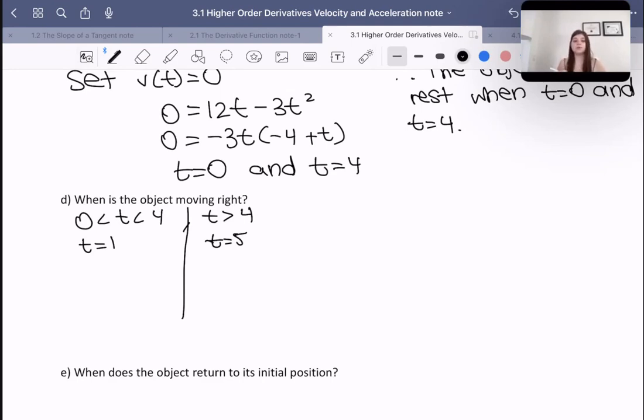So let's say the object was at rest a third time, we'd have a third interval here. So it depends how many times the object is at rest, and if we could go before 0 seconds, if that was something that made sense, we would have to do that as well. The reason we're not doing that is because that doesn't make sense for the situation. So let's try it. What's v of 1 and what's v of 5?